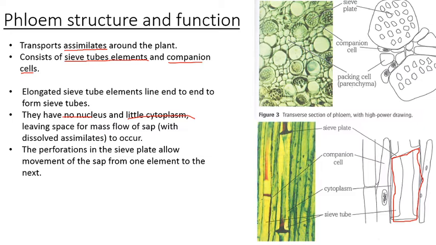This part here, which is where you'd expect a brand new cell wall to start, is actually perforated. It looks like a sieve, and it's called a sieve plate. So it's got little tiny holes like a cheese.